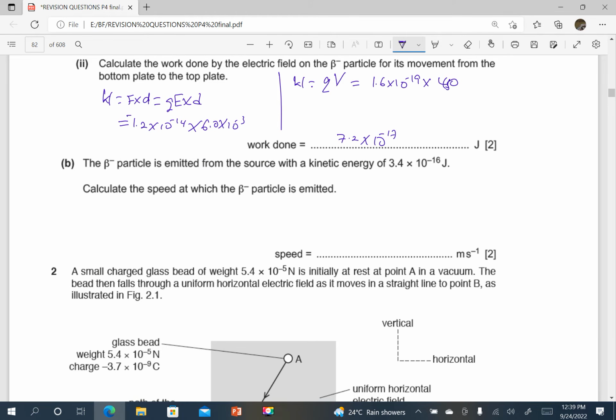The beta minus particle is emitted from the source with kinetic energy; calculate its speed. That is easy. Kinetic energy is a half mv squared. So the speed is going to be the square root of 2 times the kinetic energy, 3.4 times 10 power negative 16, divided by the mass, 9.11 times 10 power negative 31. So this is giving me 2.7 times 10 power 7 meters per second.